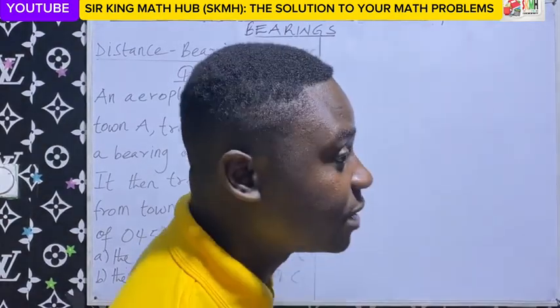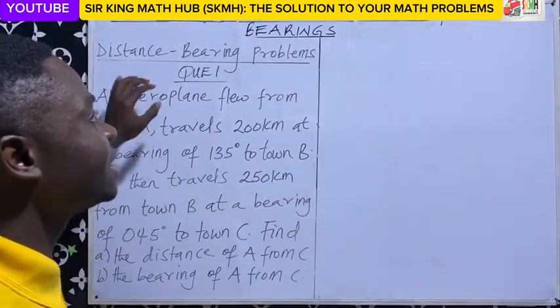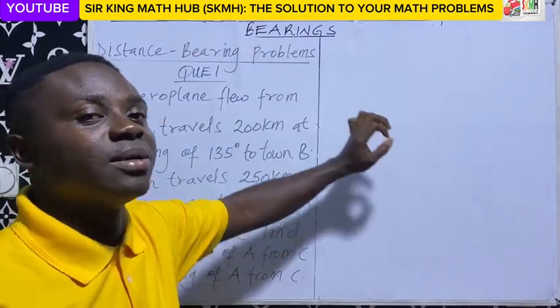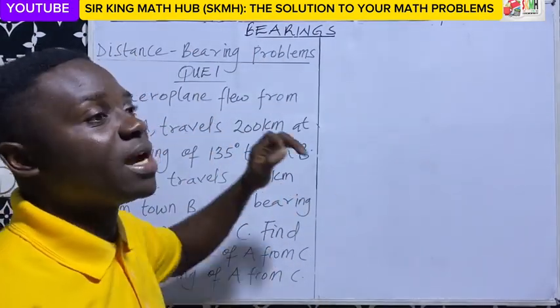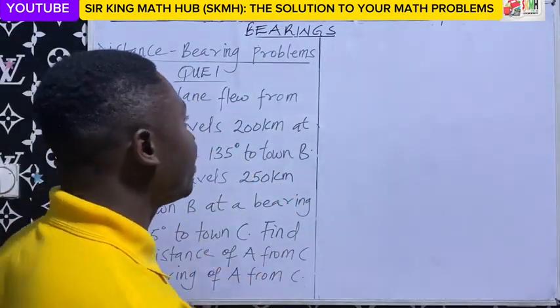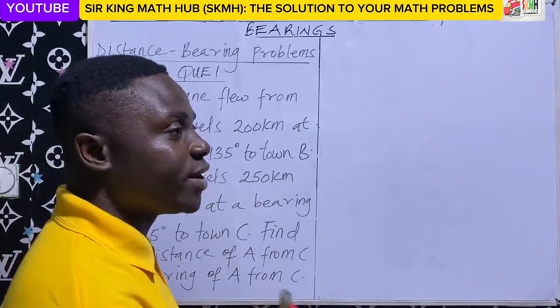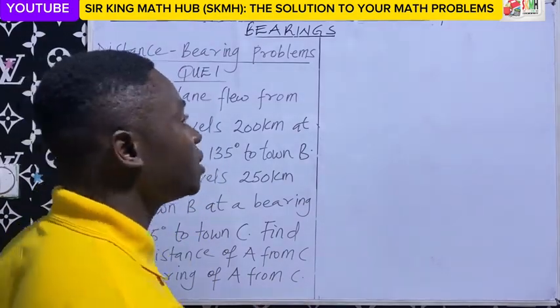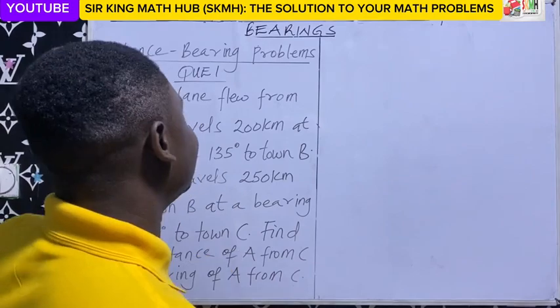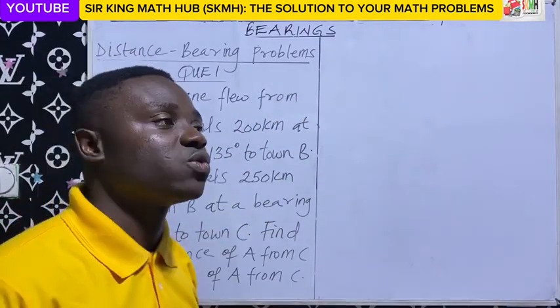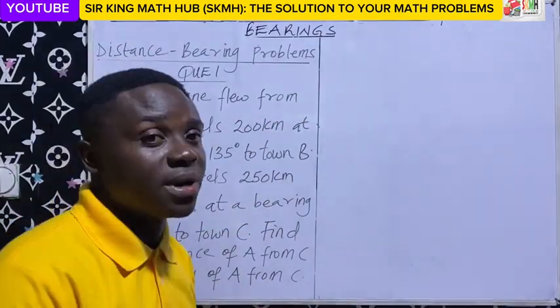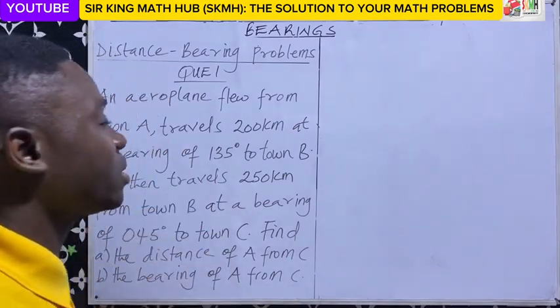We are still on bearings, but this time we are going to look at distance bearing problems. The bearing between 2 points, 2 towns or 2 locations will be given, as well as the distance between these 2 points. That's why we call it a distance bearing problem. So there's our first question.